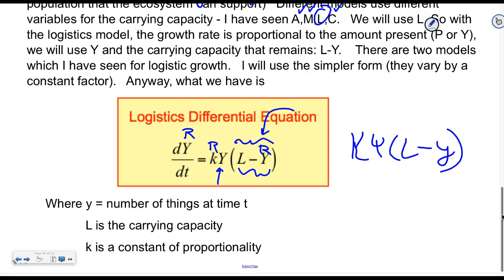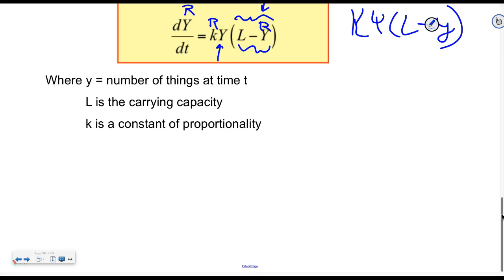And also make sure you understand exactly what our variables are standing for. Y is our number of things at any time t. And I said number of things because that's going to change. L is always the carrying capacity, the most that I can support. K is what it's always been, the constant of proportionality.